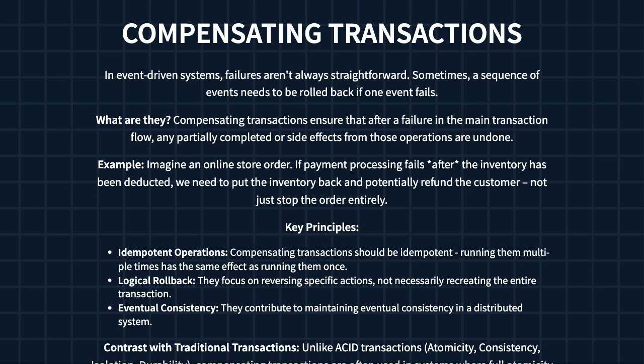Think about an online order. If payment fails after inventory is reduced, we can't just stop the order. We need to put the inventory back and potentially issue a refund. Compensating transactions are all about making sure those side effects are handled, and they rely on operations being idempotent so repeating them doesn't cause problems.